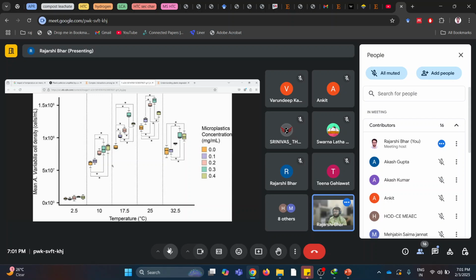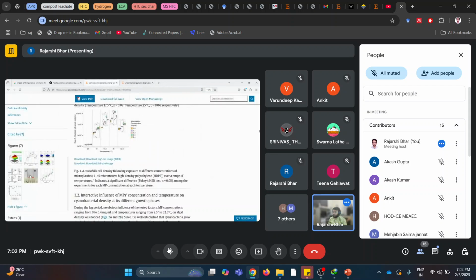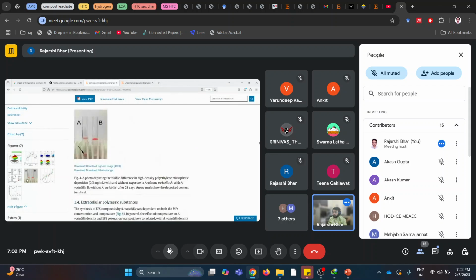Now, if you focus on the microplastic, you see at 10 degrees centigrade, this is the bar for zero microplastic. Here the density of microorganisms is lower, and as the concentration of the microplastic increased, the cell density also increased. Similar is the finding at 17.5 degrees, where the cell density increased till 0.3 milligram per liter of microplastic concentration, but after that, for 0.4, it decreased. So this is one finding, and then, what is this?